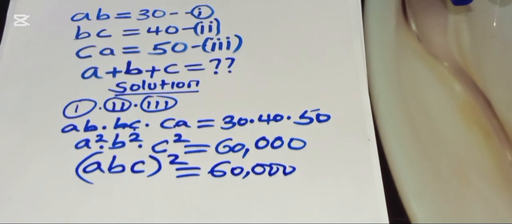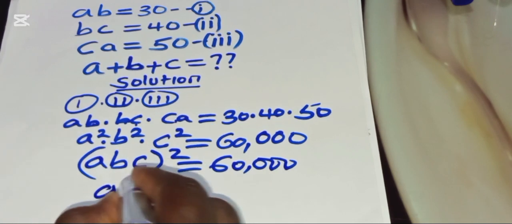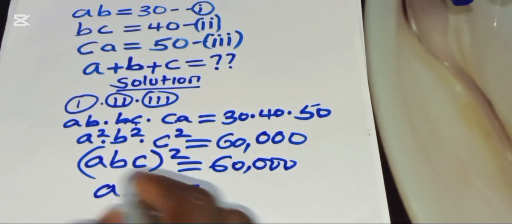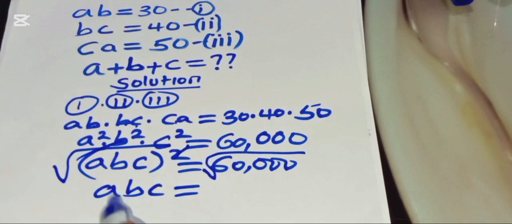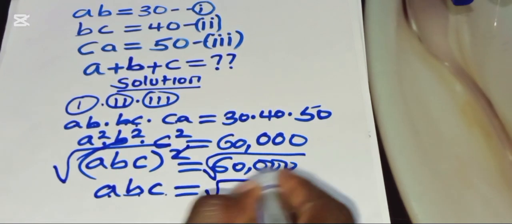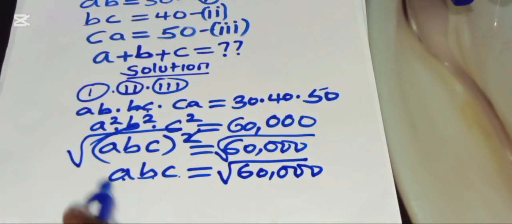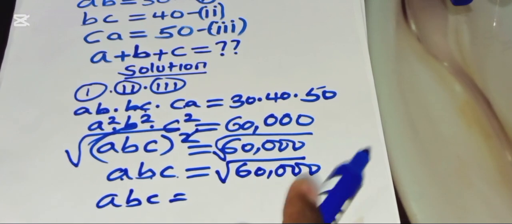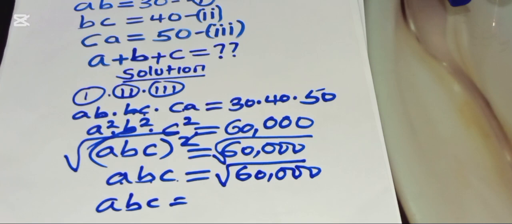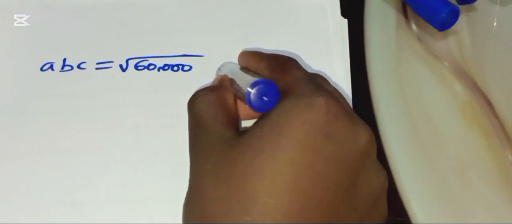All right. Now from here, we can solve for the value of A, B, and C. That is ABC. This is equal to, now we introduce the square root sign on both sides, okay? So that here, we will have ABC, which is the square root of 60,000. So now from here, we can express 60,000 as follows.